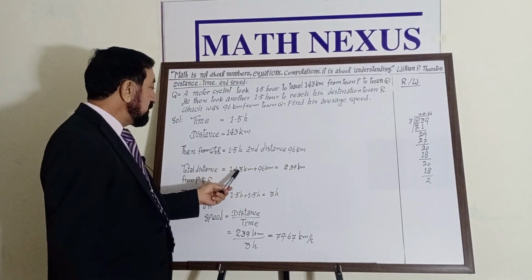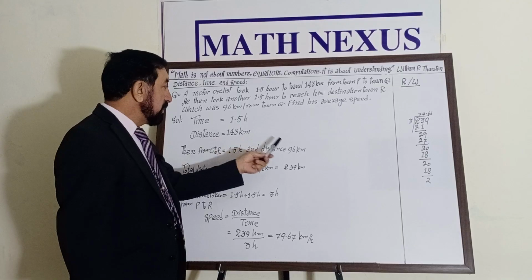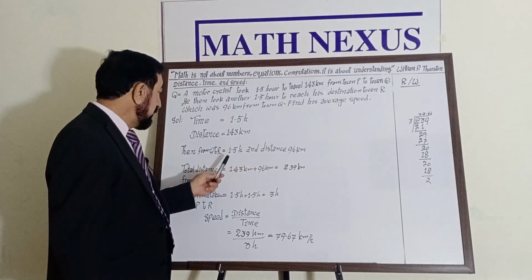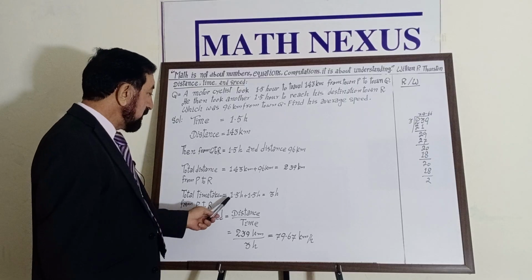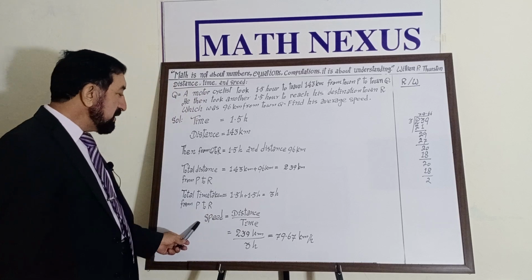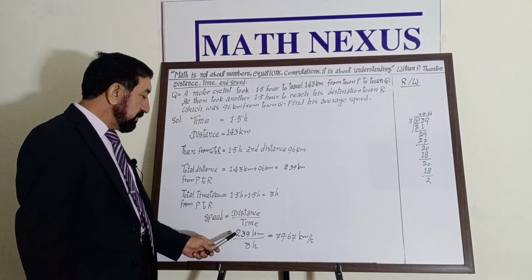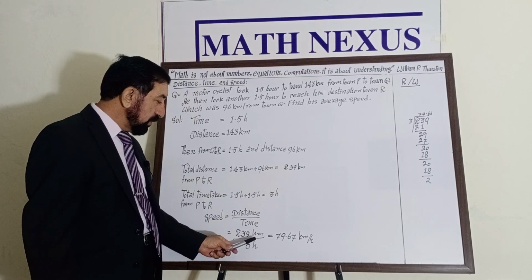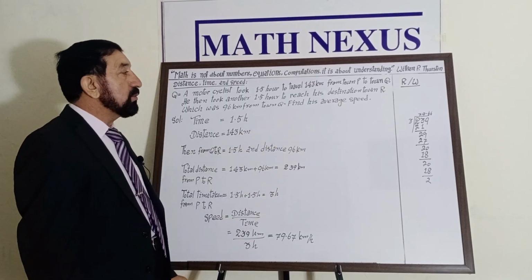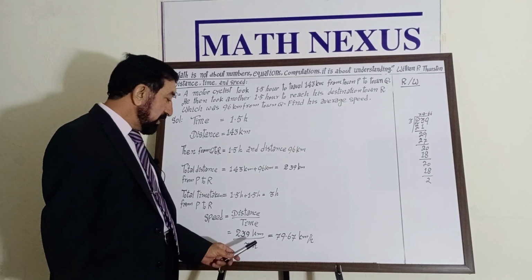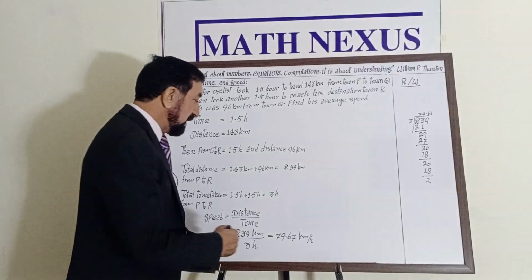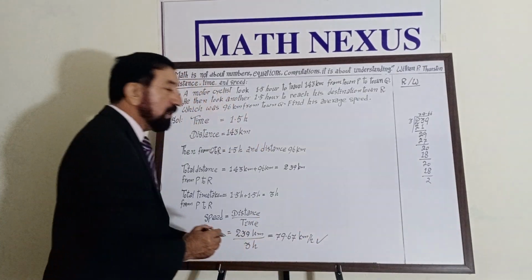Total distance is equal to 143 plus 96 km, which is equal to 239 km, and total time from P to R is equal to 1.5 plus 1.5, which is 3 hours. Average speed is equal to distance upon time. Distance is equal to 239 km upon 3 hours. 239 upon 3 is equal to 79.67 km per hour. This is the average speed of the motorcyclist.